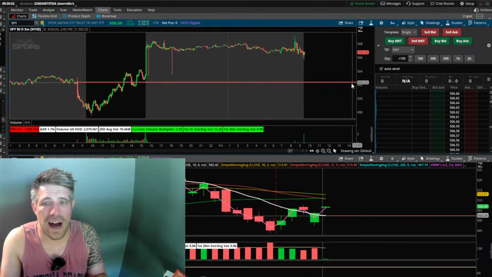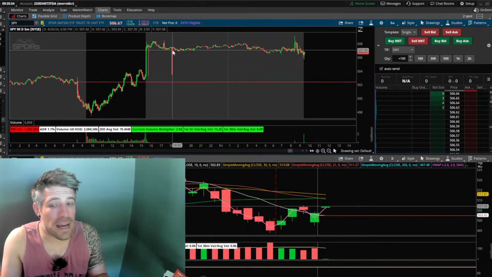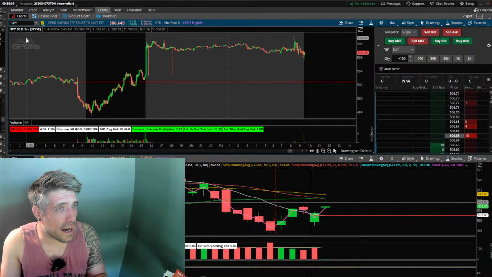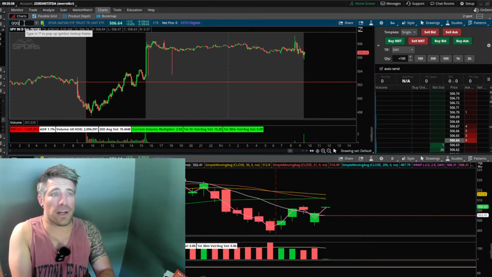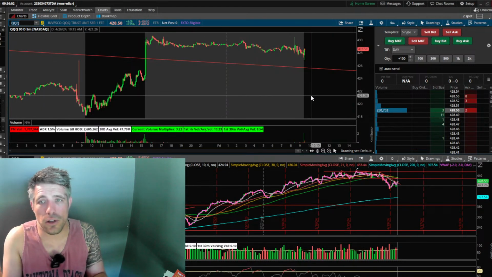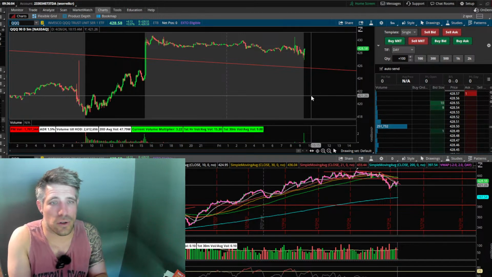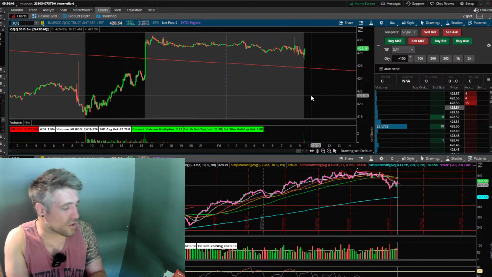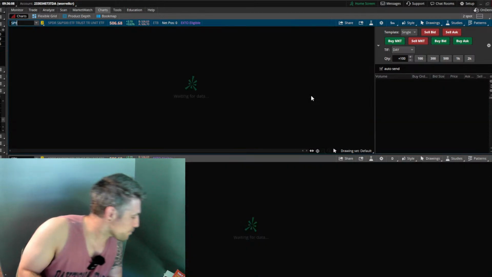If we break up higher than this, that would be amazing for the overall market, making new highs. But if we start to break down from here, our least path of resistance is back to where we came from. QQQ is looking still a bit neutral, still holding most of its gains from its previous close.